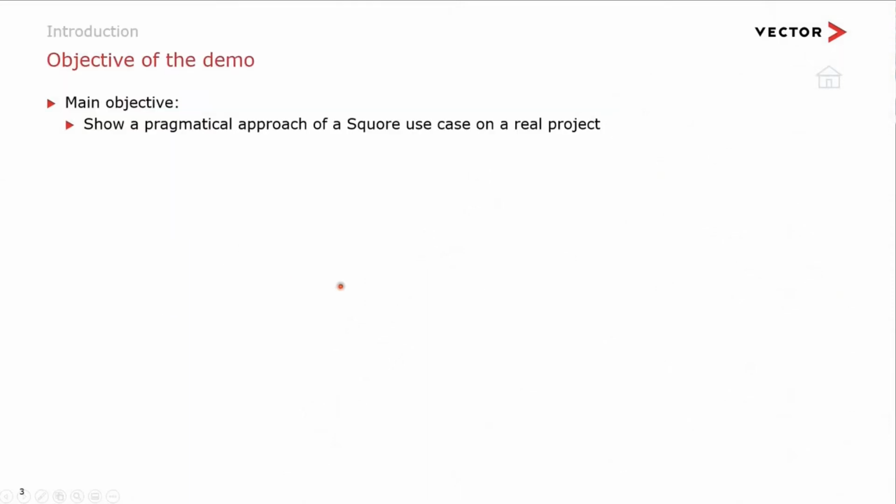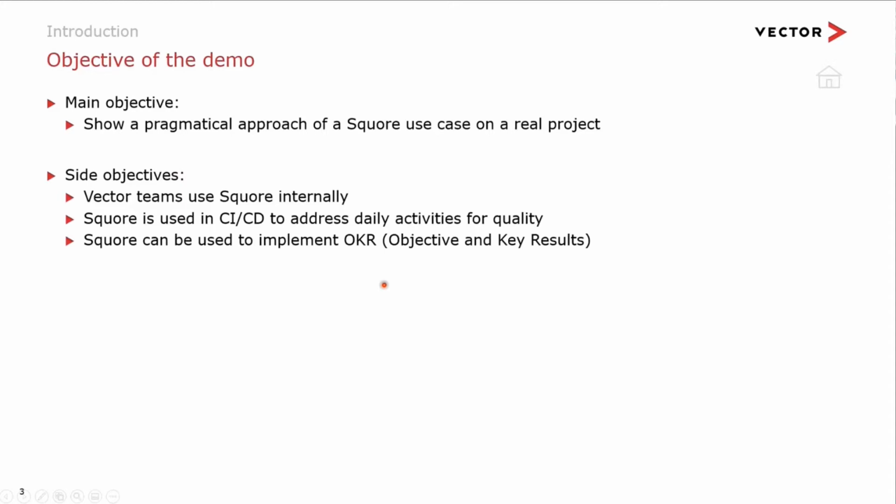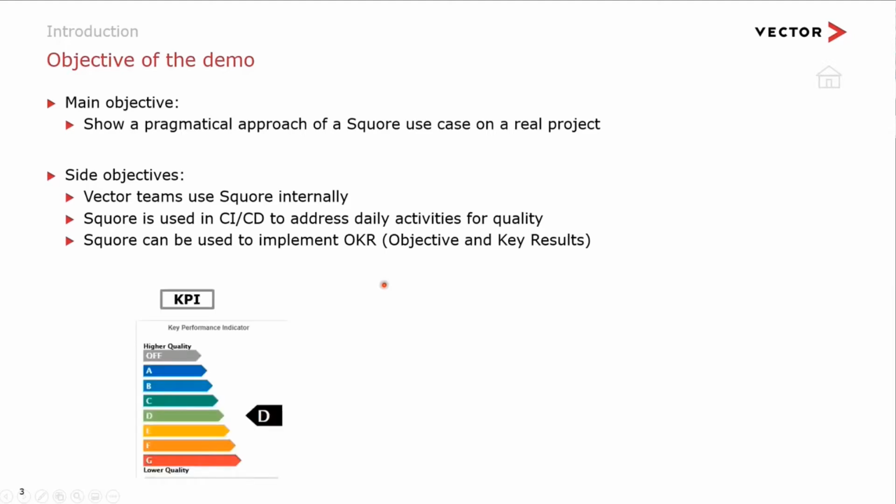So the objective of this session is to show a pragmatic approach of a Squore use case on a real project. And a side objective would be to show that Vector teams are actually using Squore. We use Squore inside a continuous integration framework on a daily basis to address quality. And we use Squore to implement OKR, which are objectives and key results. And I'm just going to explain what it is.